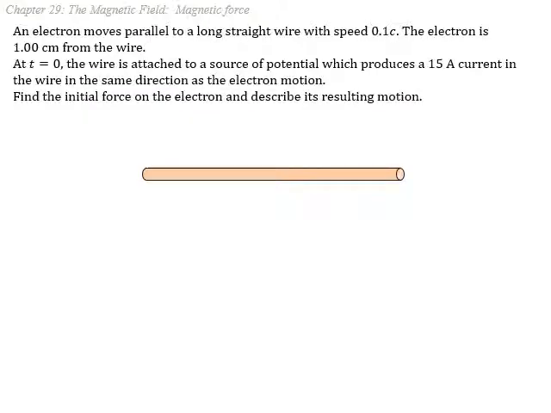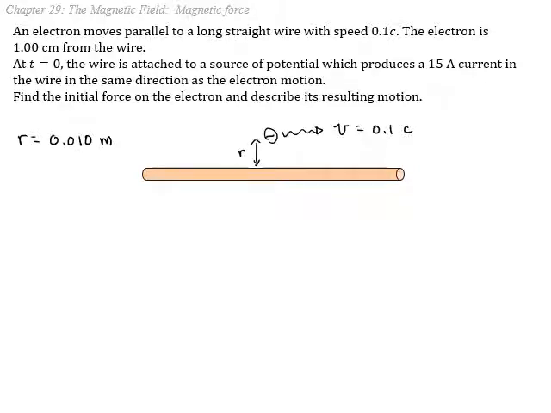Let's do another example now. We have an electron moving parallel to a long straight wire with a speed of 0.1 c. The electron is 1 centimeter from the wire. So I'm going to put my electron right here, right up on top of the wire, distance r, which is 1 centimeter. I'm going to say my electron is moving this way and the speed is 0.1 times the speed of light. My r is equal to 1 centimeter, 0.01 meters.